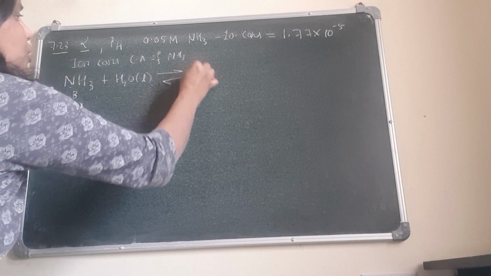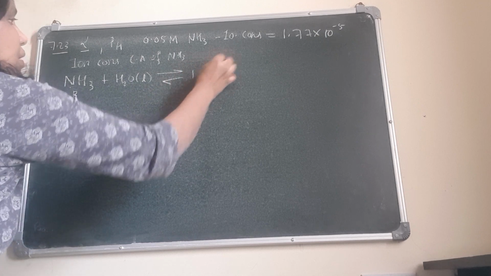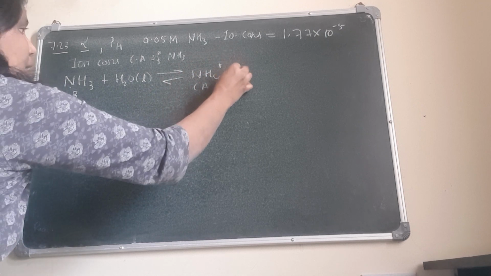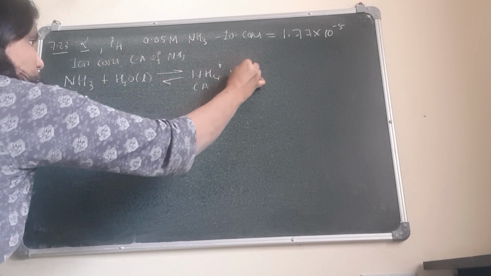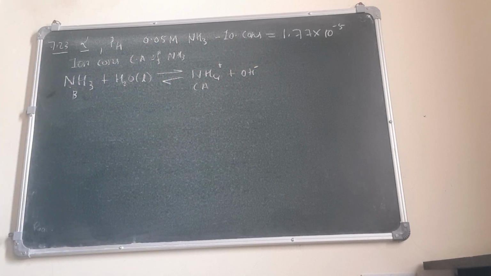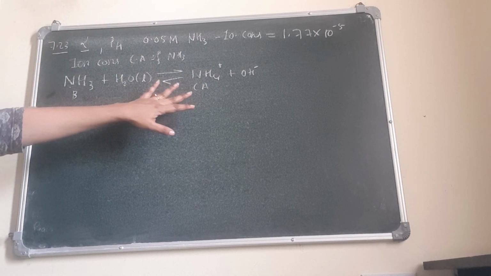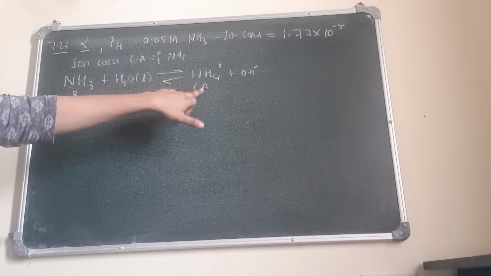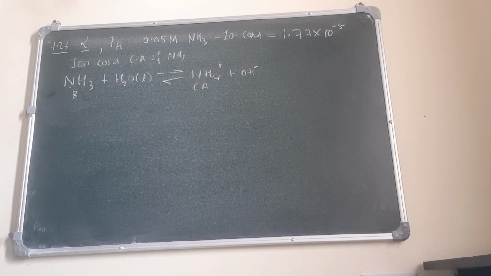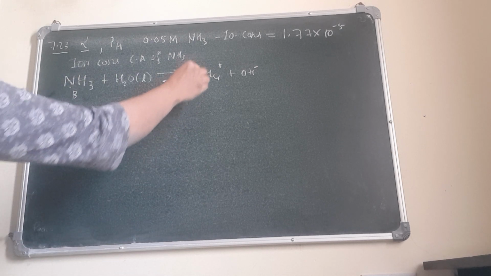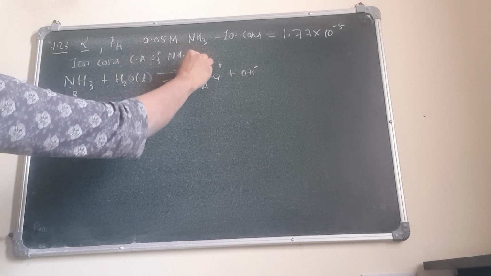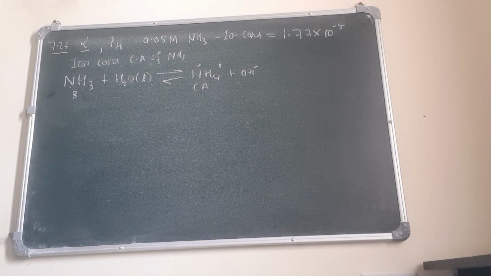It accepts a proton and this will be its conjugate acid, and then if it accepts a proton, this gets converted into OH minus ions. So what is it that you need to find? Alpha, pH of this entire reaction and the ionization constant of ammonium ion, which is its conjugate acid.